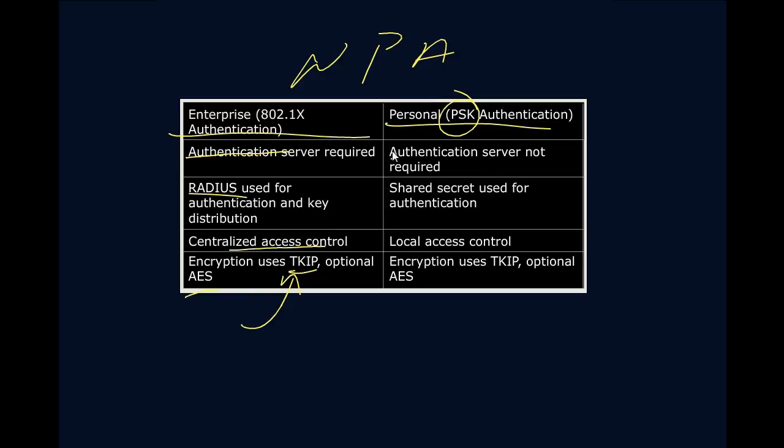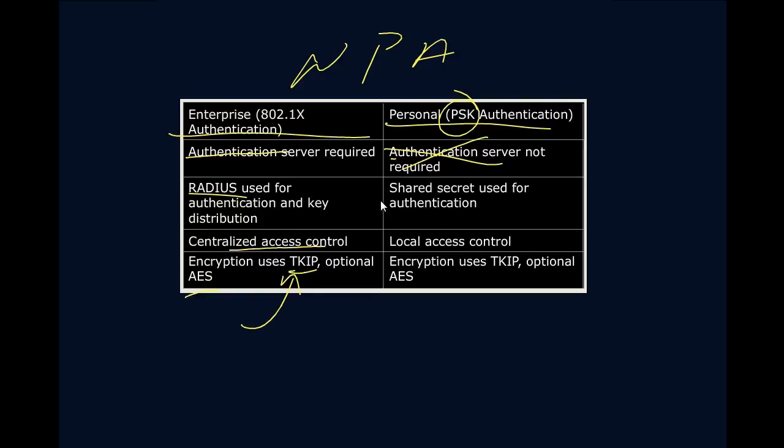An authentication server is not required. This is a big deal in branch offices. If you don't have an authentication server on hand, you might want to go with WPA Personal. Use that pre-shared key. No need for that authentication server, RADIUS or AAA server.